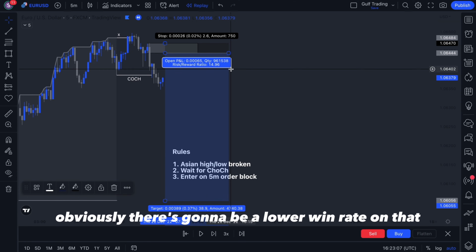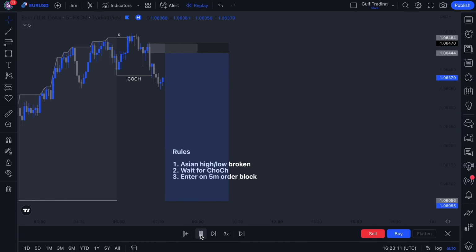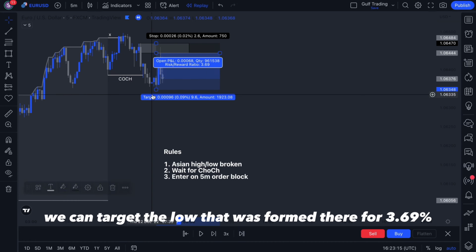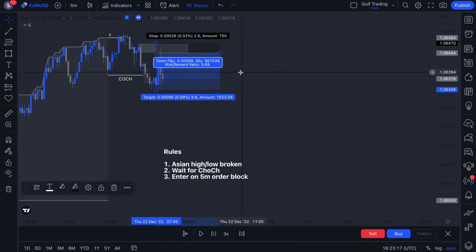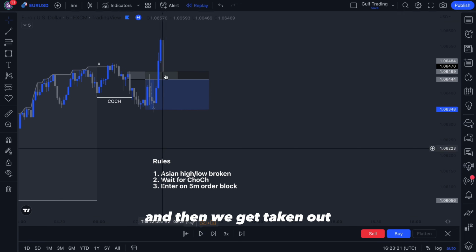Obviously, there's going to be a low win rate on that. Or if we wait for price to tap into our zone, we can target the low that was formed there for a 3.69%, which is still very nice. And we'll see what happens. So it does hit that, and then we get taken out.